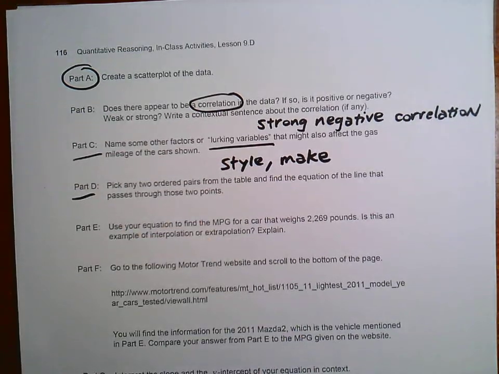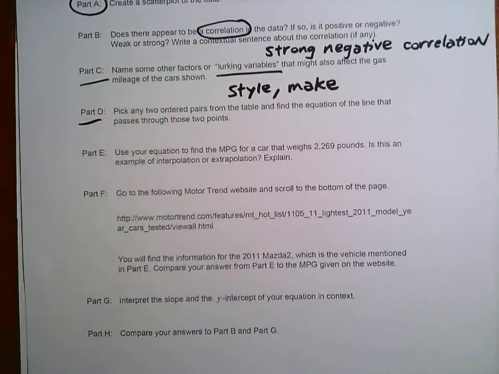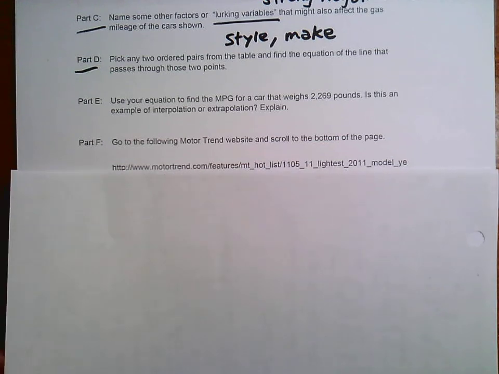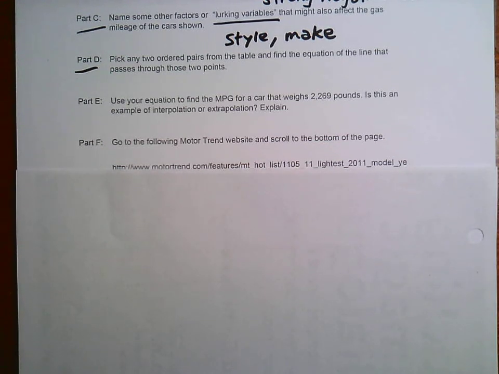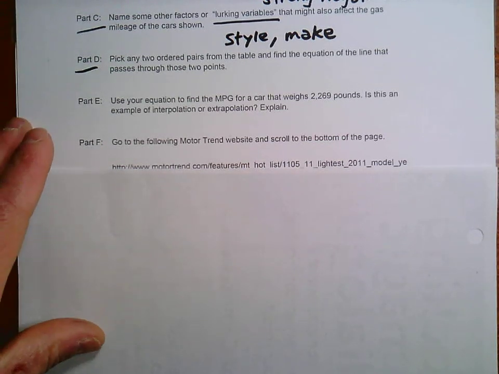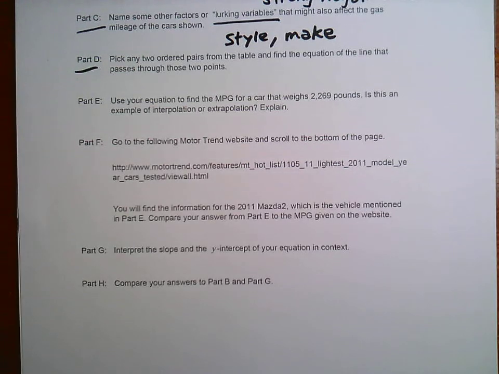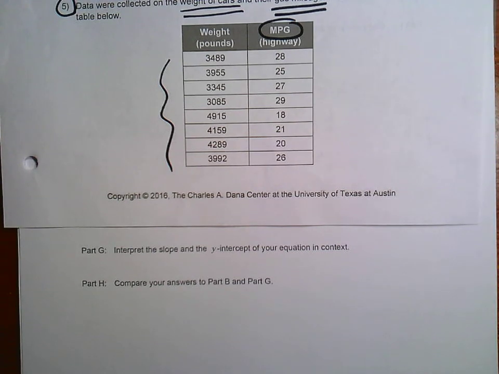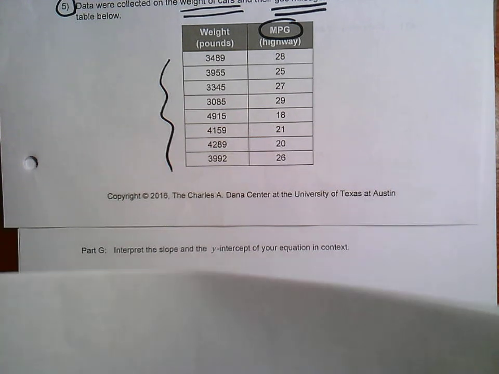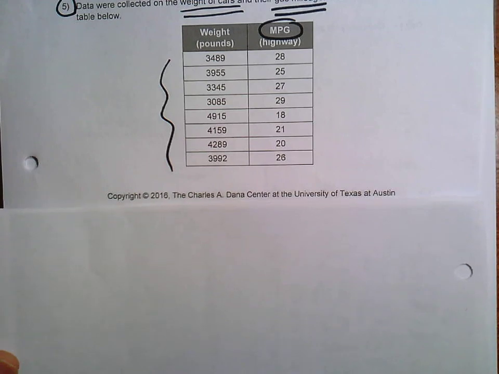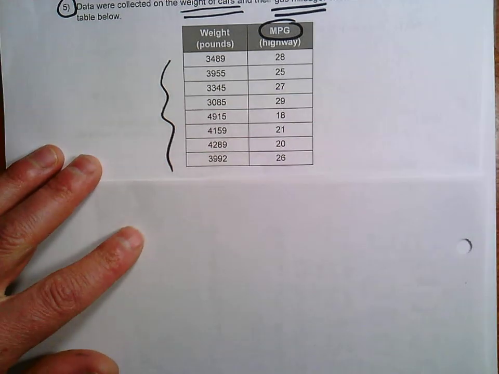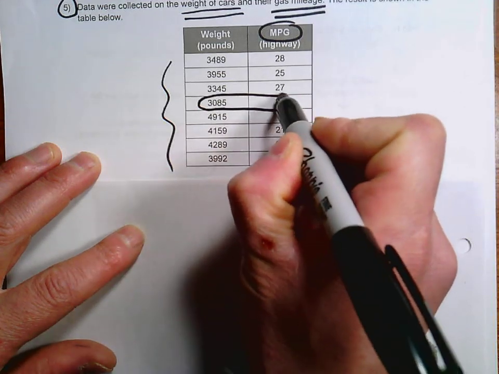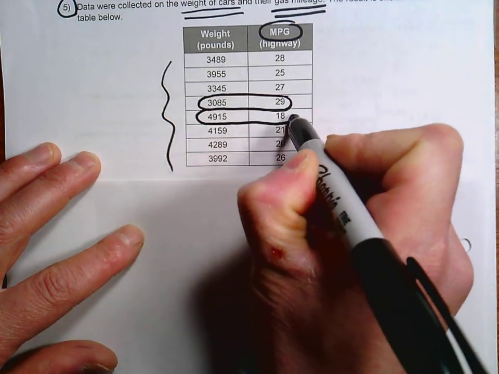All right, so part D, probably need a piece of paper to do this, right? So I'm going to grab a piece of paper here. It's saying pick any two ordered pairs from the table and find the equation of the line that passes through those two points. So let me do some math here. I'm going to grab the points that are on the ends. They'll probably be most accurate if we do that. So this is the lightest car here, and this is the heaviest.